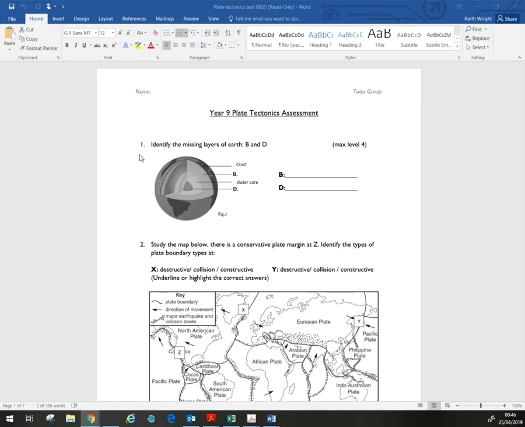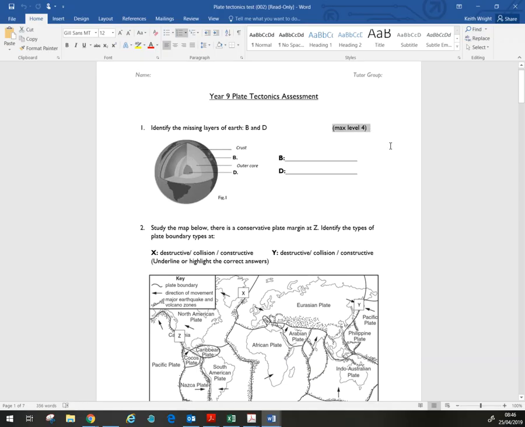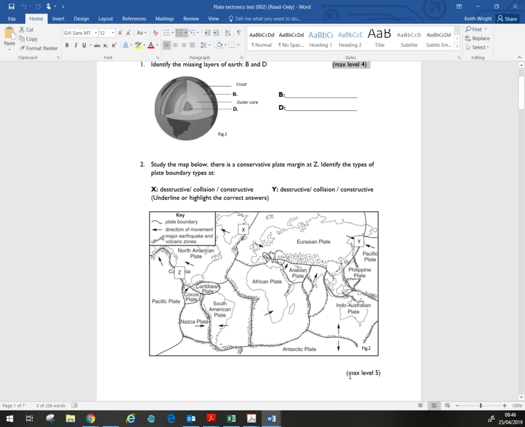assessment. We start off with question 1, a very low level command word, identify, and applying our knowledge to the structure of the Earth. It tells us that that's the crust, that's the outer core, so you just got to fill in B and D. B is the mantle and D is the inner core, so that's maxed out at a level 4. On to 2, a maximum level 5 question here.